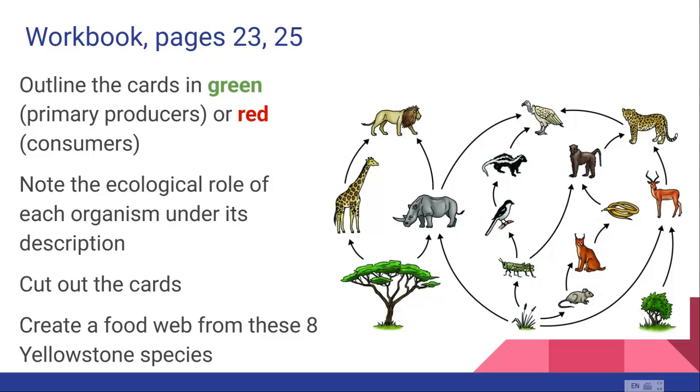Okay, is it a carnivore? Is it a herbivore? Is it an autotroph? How many terms can you use to describe that organism? But specifically, is it a producer or consumer, and what type? Okay, you can go ahead and cut out the cards from your workbook and create a food web from those 8 Yellowstone species. Make sure that you connect them with arrows showing the transfer of energy, and see what you come up with.